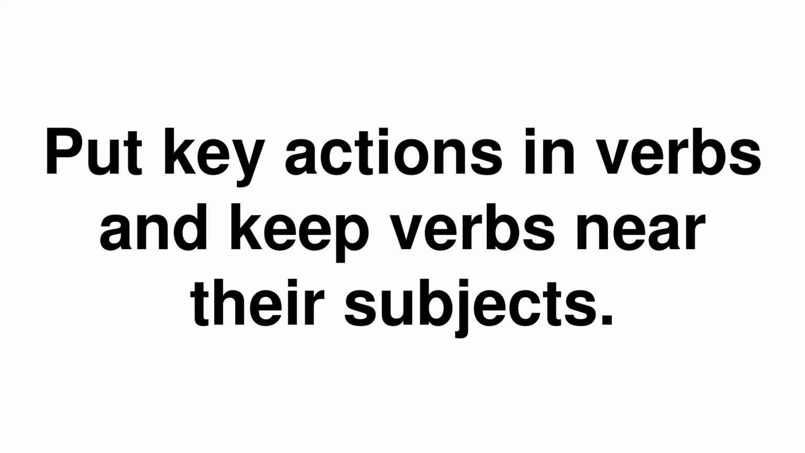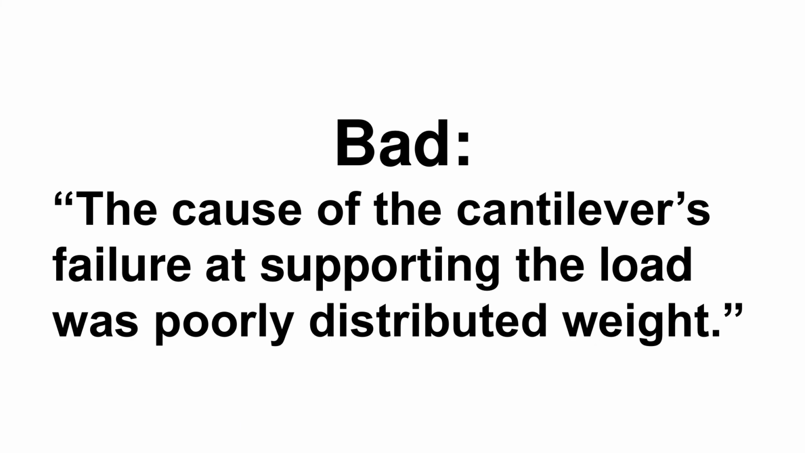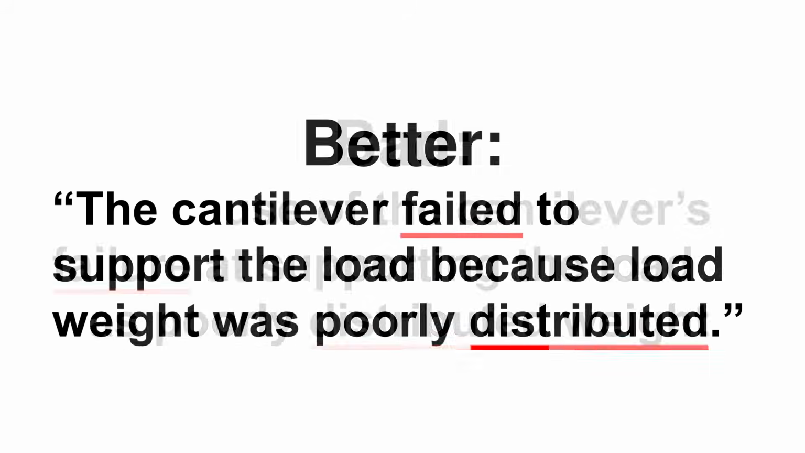Readers will appreciate technical memos that use clear and concise prose. Here are some tips for structuring sentences so that they're clear. First, put key actions in verbs and keep verbs near their subjects. Here's a poorly written sentence. The cause of the cantilever's failure at supporting the load was poorly distributed weight. Failure and distributed are actions, but they're not in verbs. Move them into verbs and put those verbs close to the subject. It's better to say, the cantilever failed to support the load because load weight was poorly distributed.